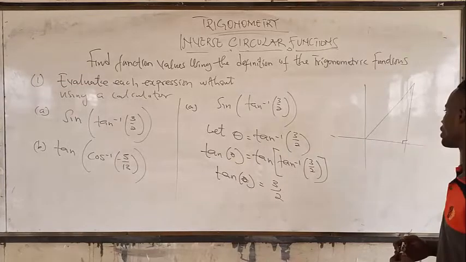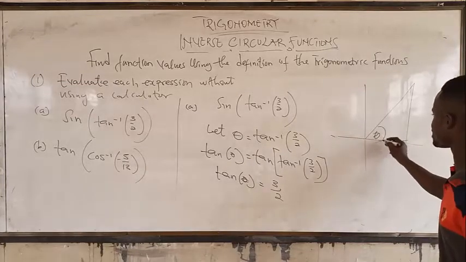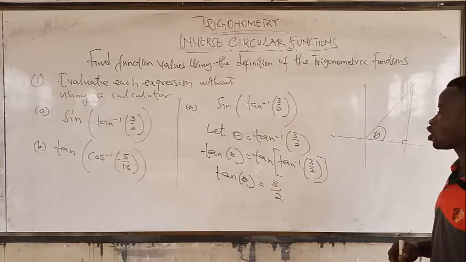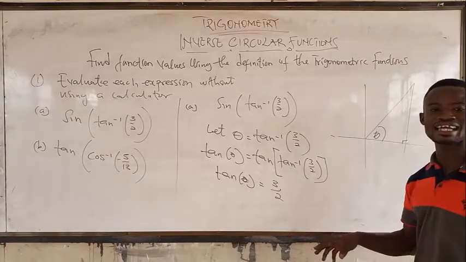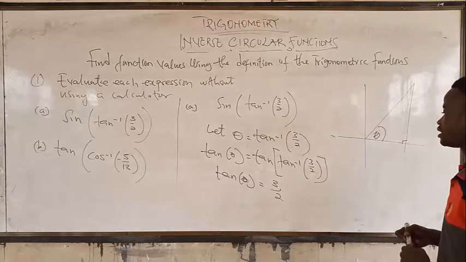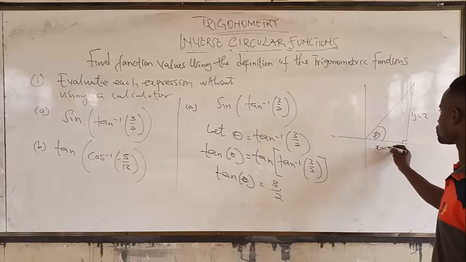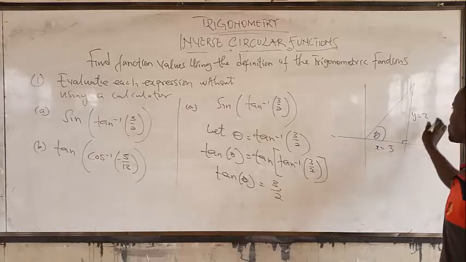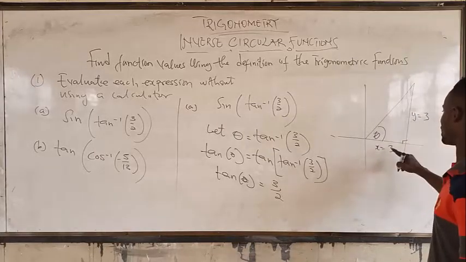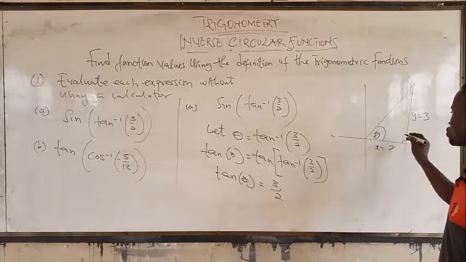Hope you are watching. Very good. And the argument is theta. So tan theta is y over x. This means that y will be equal to 3, x will be equal to 2.